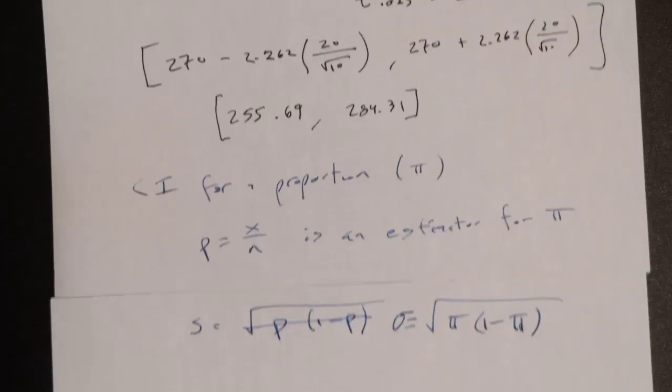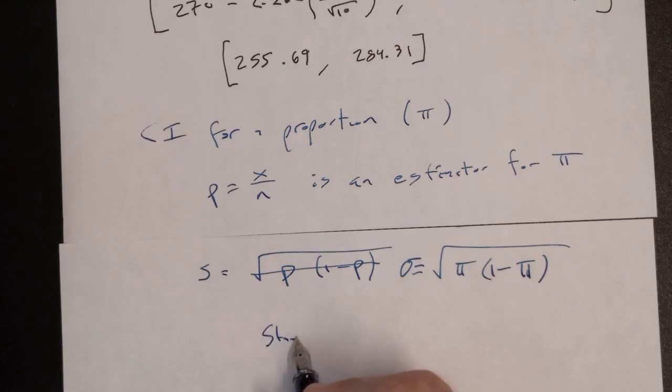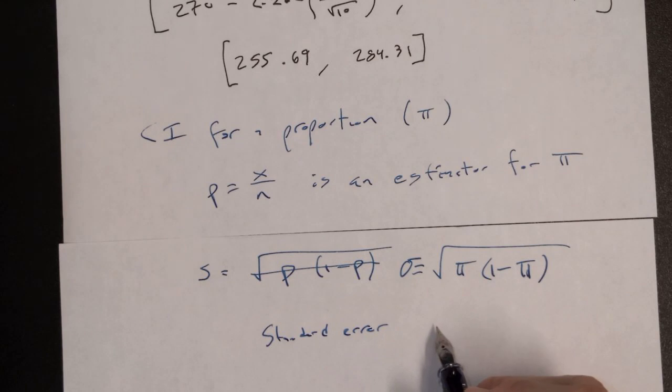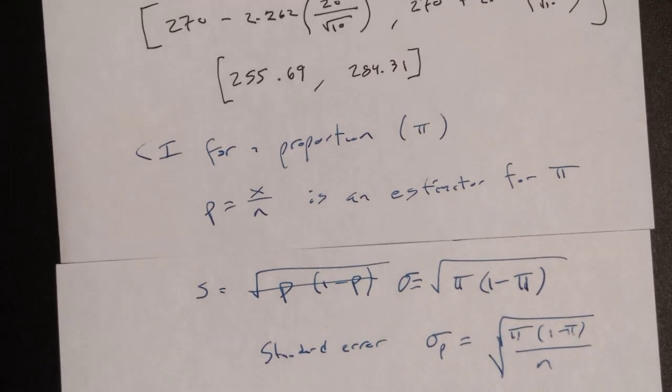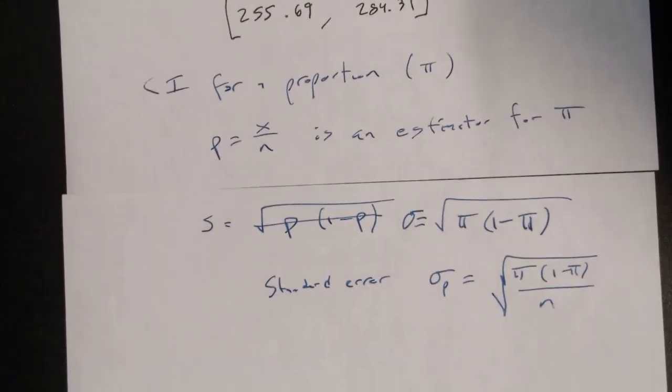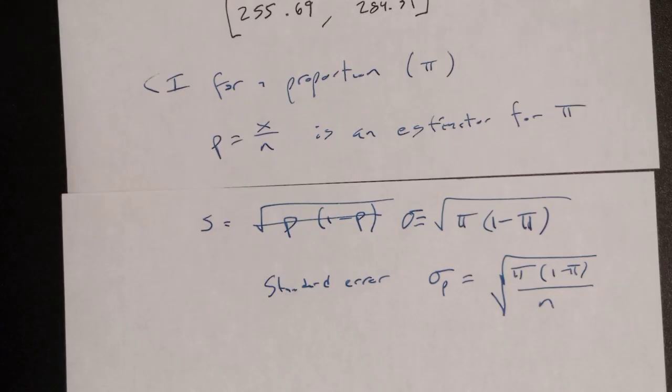Aha! Therefore, my standard error looks like this, dividing by n, the size of my population. Now, when we did the standard error for the mean, we called it sigma with a little x bar on it, right? Now I'm calling it sigma p because we're dealing with a proportion.